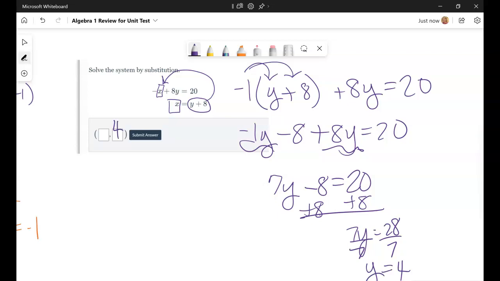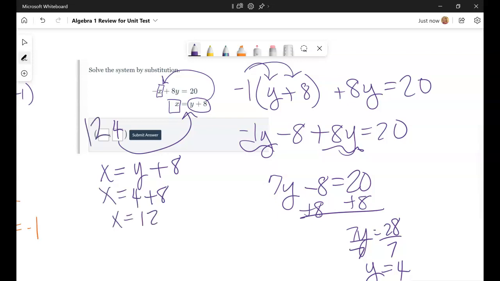What's the easiest way to go back and find x? Plug it in right there. X equals y plus 8. So x really equals 4 plus 8. What's that? 12. Questions here?